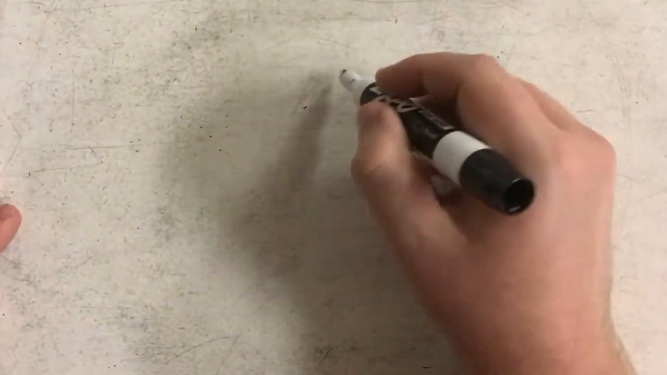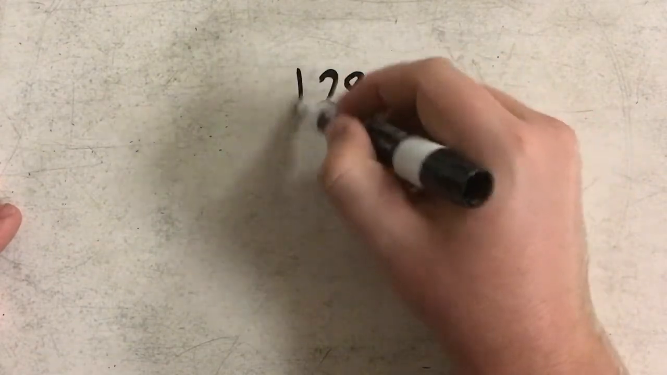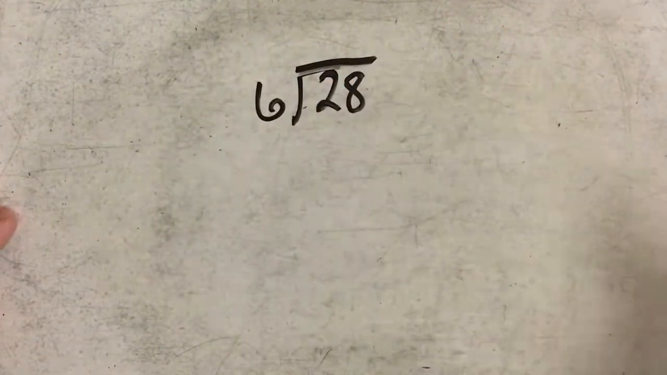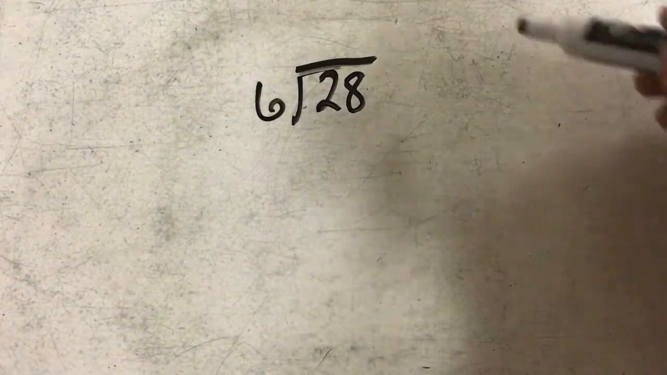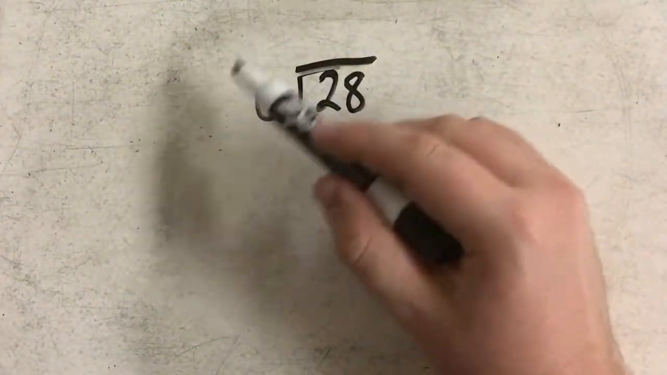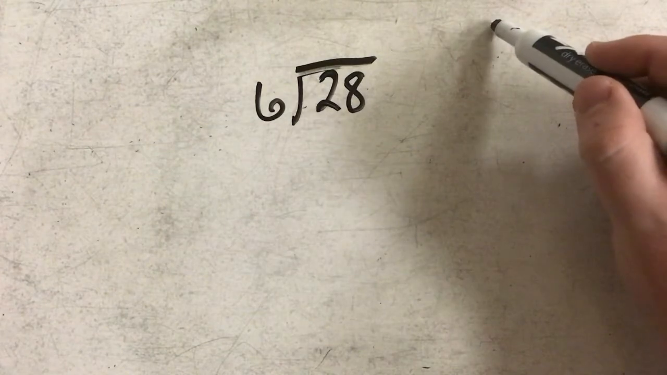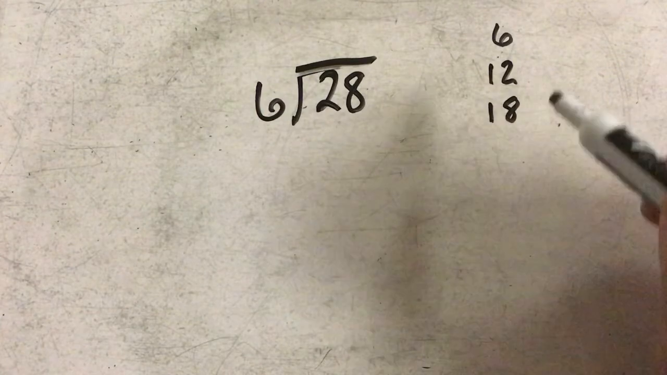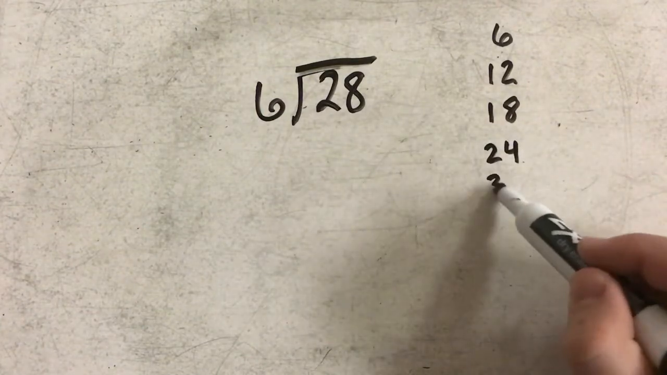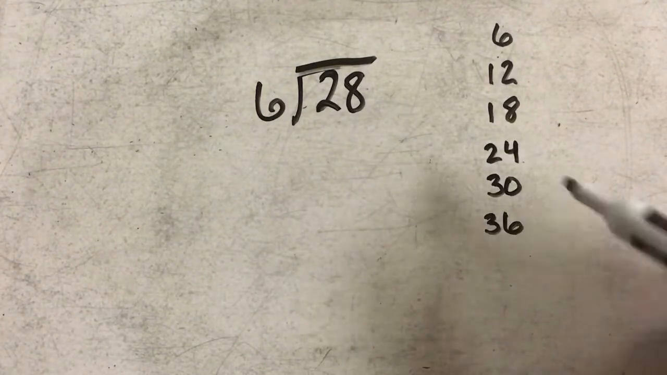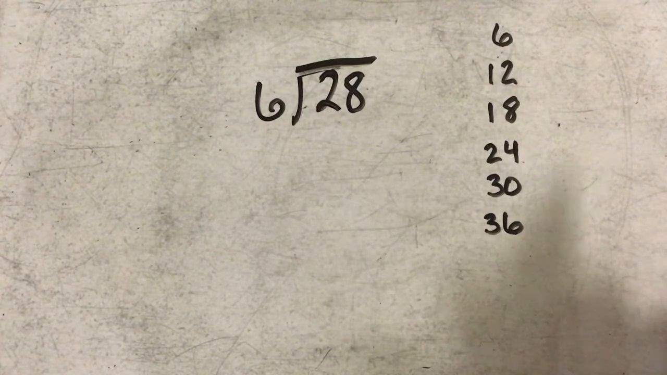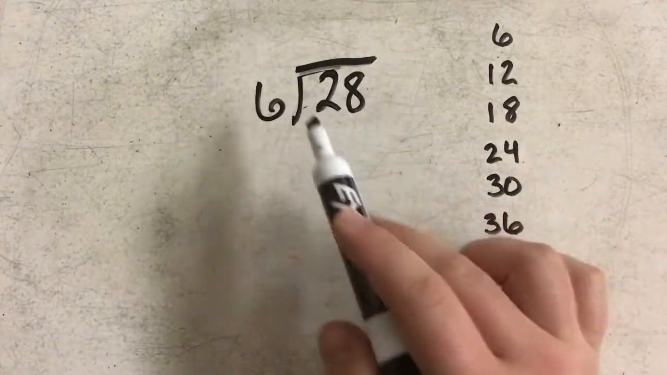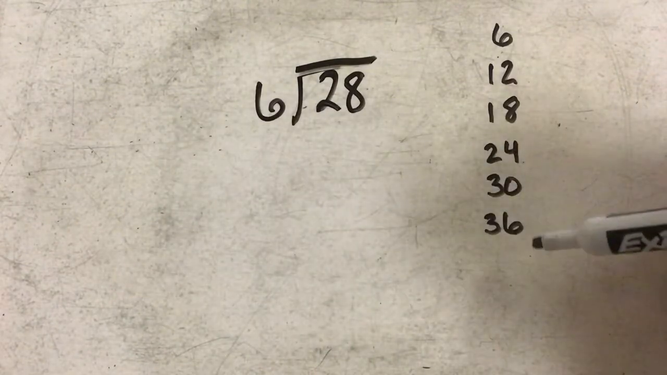Let's take a look at a couple more examples. The next example, I'm going to divide 28 by 6. Again, I'm going to start by listing my multiples of what I am dividing by. So in this case, I'm going to list my multiples of 6. 6, 12, 18, 24, 30, 36. And again, I'm going to go ahead and stop there because I see that I only have 28. I can't make any groups of 6 that are higher than 28.